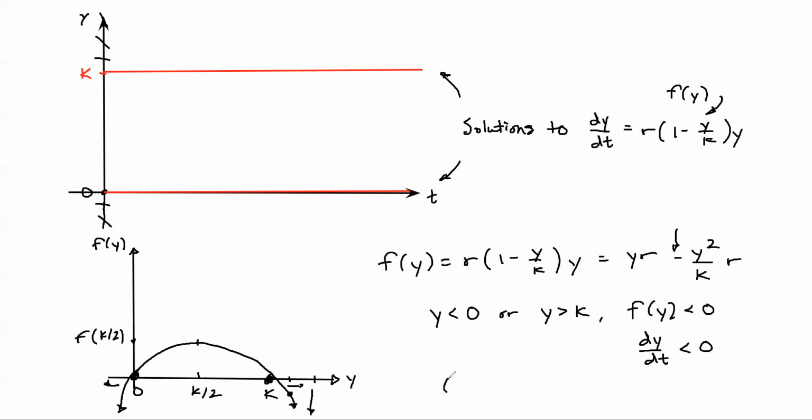And then finally, if we go through what's happening between these two, we have 0 is less than y is less than k, and for all of those, f of y is greater than 0. So we have positive slopes. How can I tell it's greater than 0? Well, from our picture here, right? Between here and here, no matter what y value you plug in, you're going to get a positive f of y value. And since f of y is the slope, we're going to get positive slopes.